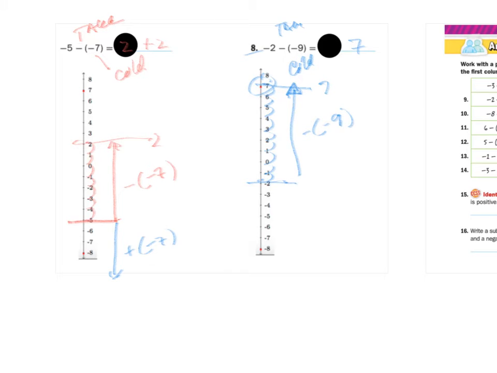Now, if you're struggling with this, you're probably not alone. So you want to ask some questions, because this is probably the hardest part of our unit in integers. So it's okay to struggle. Ask questions. Come prepared to ask questions.